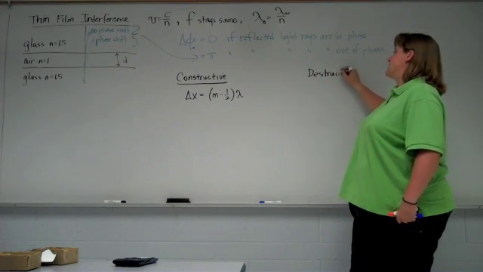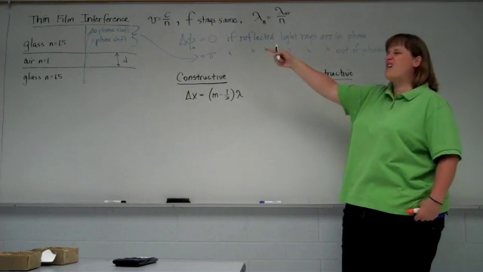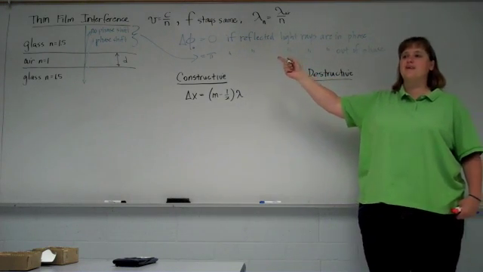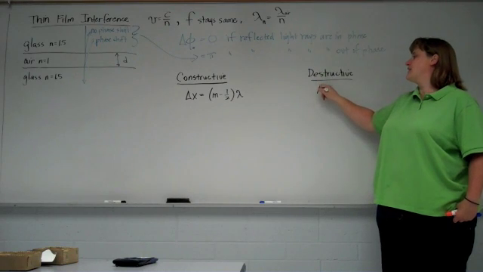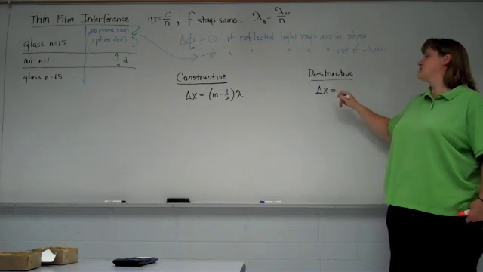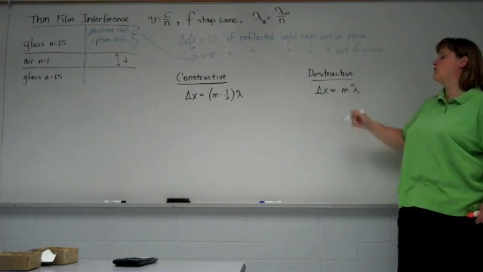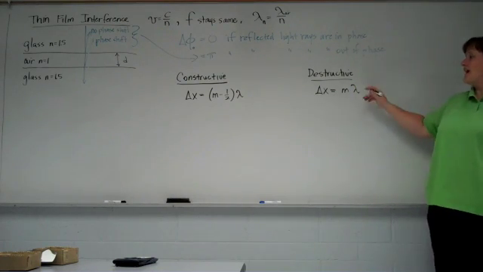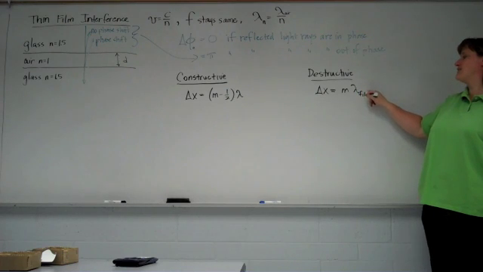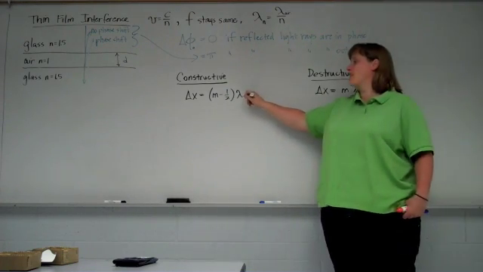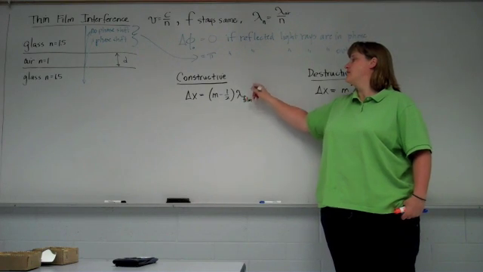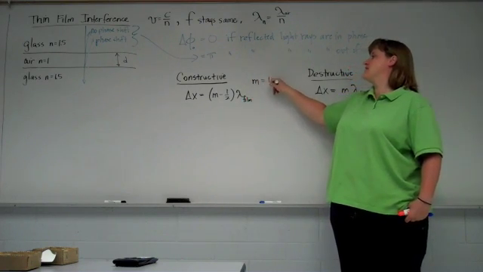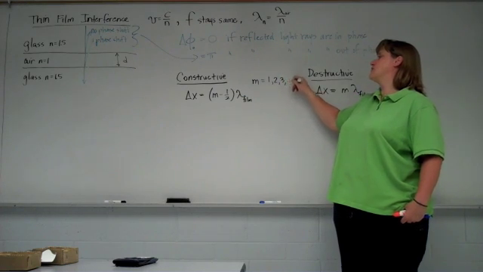For destructive interference, well, they're already out of phase. We just want to keep them that way. If we want to keep them that way, that extra distance needs to be a multiple of a whole wavelength. And again, this needs to be the wavelength in the film specifically. And I've written it such that M can be 1, 2, 3, and so forth.